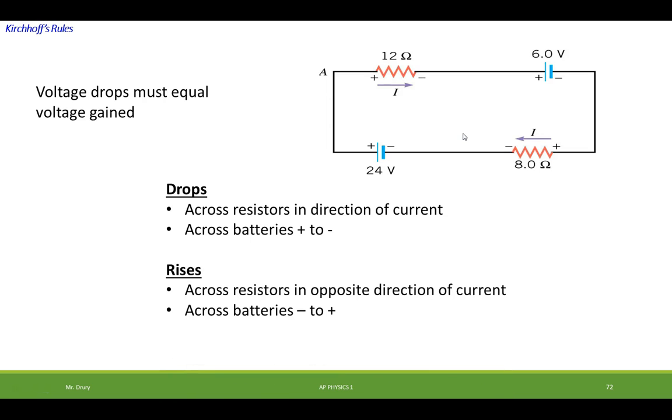And rises occur if you go across a resistor in the opposite direction to the one you chose as the direction of current. So for example, let's say we chose clockwise as being the direction of the current. If we end up going across this in this direction, for example, then it would be a rise. And if you go from the negative side of a battery to the positive side, that's a rise. So let's see if we can apply that.